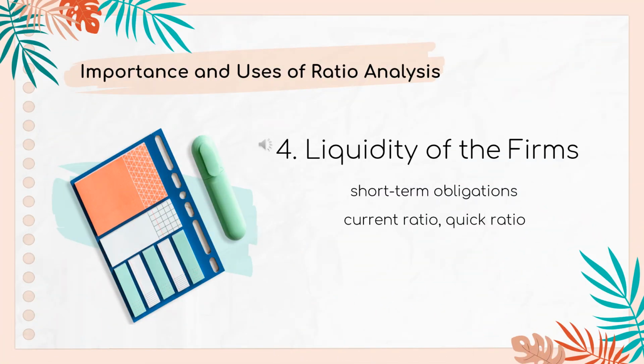Number four, liquidity of the firms. Liquidity determines whether the company can pay its short-term obligations or not. By short-term obligations, we mean the short-term debts which can be paid off within 12 months or within the operating cycle. Current ratio and quick ratio are used to measure the liquidity of the firms.